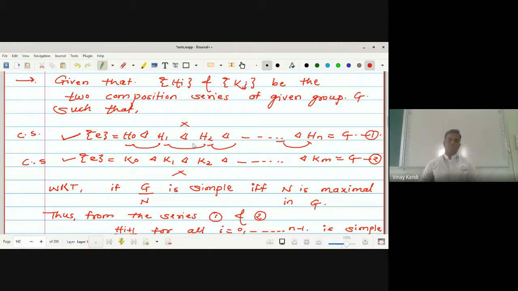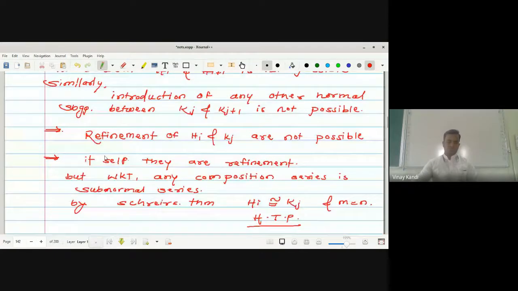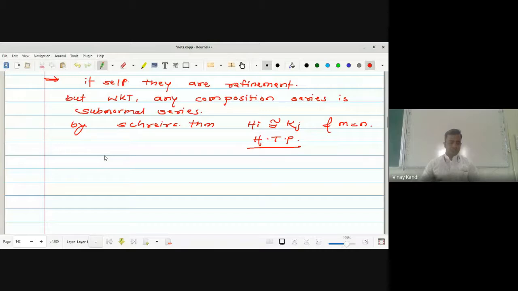So they are themselves the refinement. That means it is the longest chain. So this composition series is a subnormal series, and this is again a subnormal series. By Schreier's theorem, any two subnormal series have isomorphic refinements. These are refinements and also subnormal series, so they are isomorphic to each other. Any doubt?